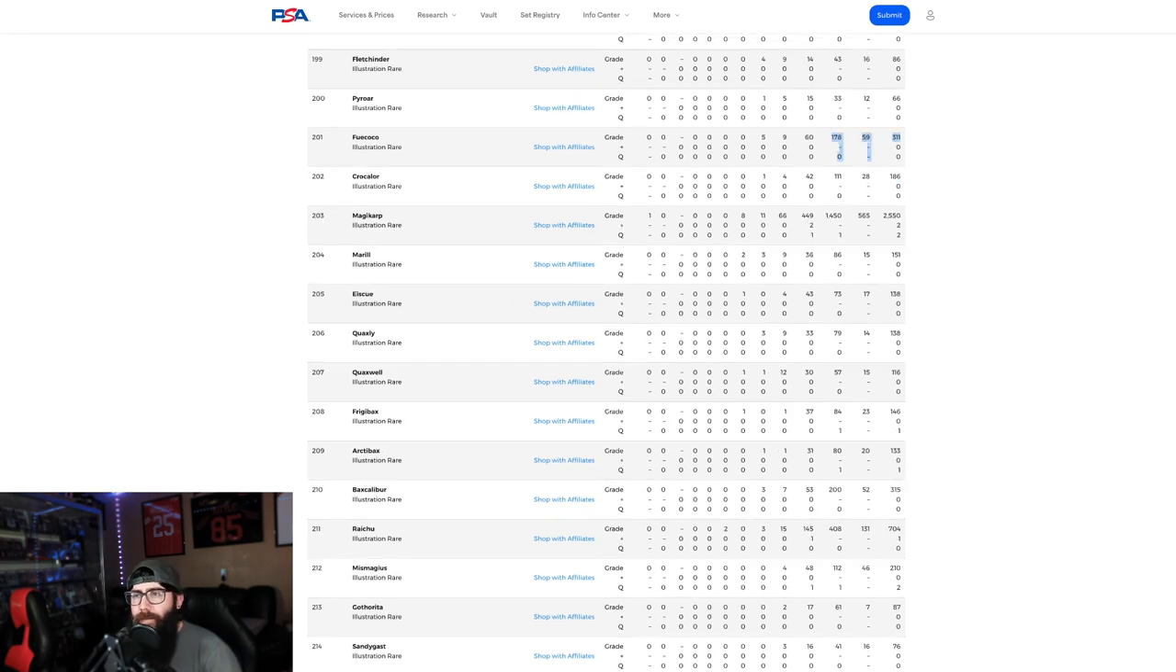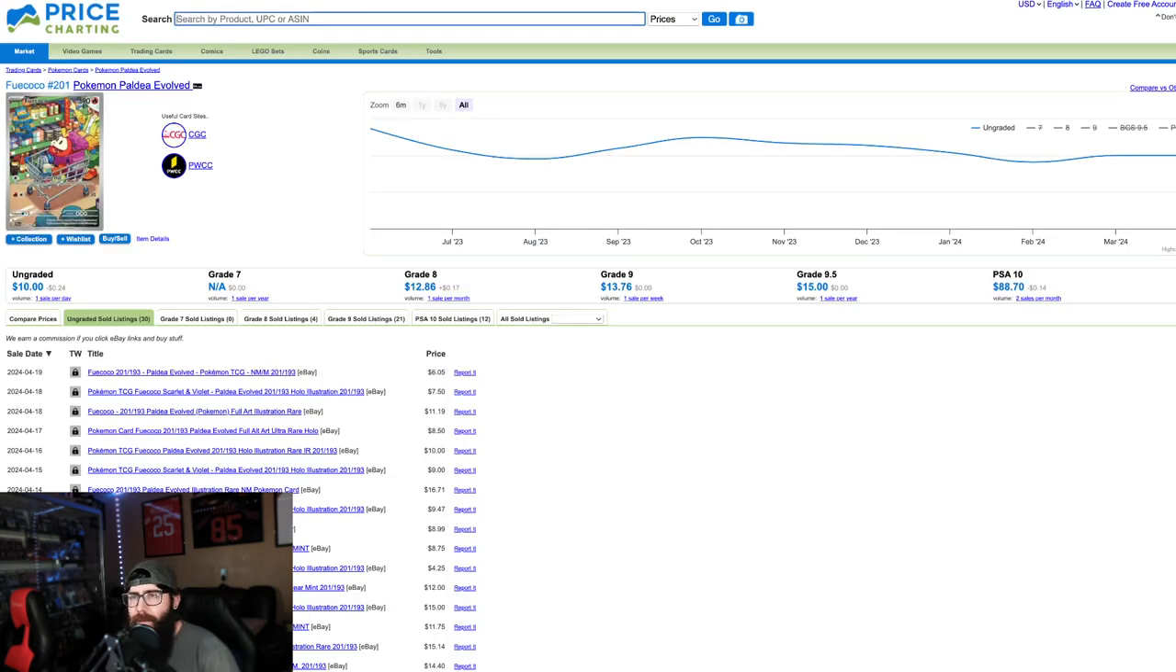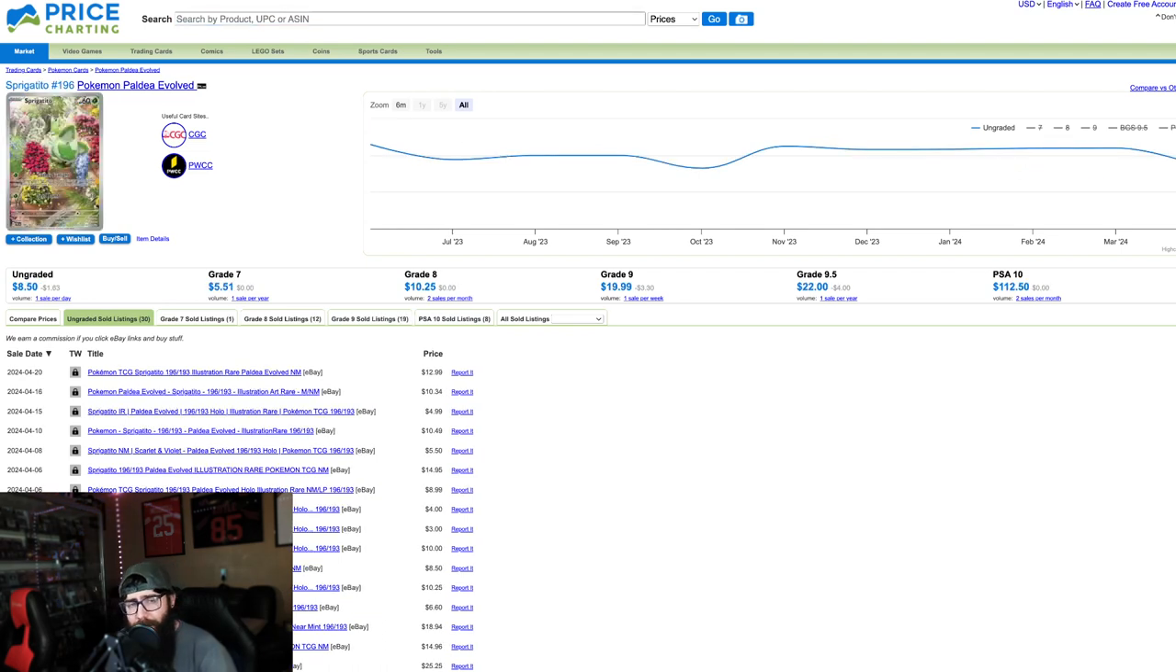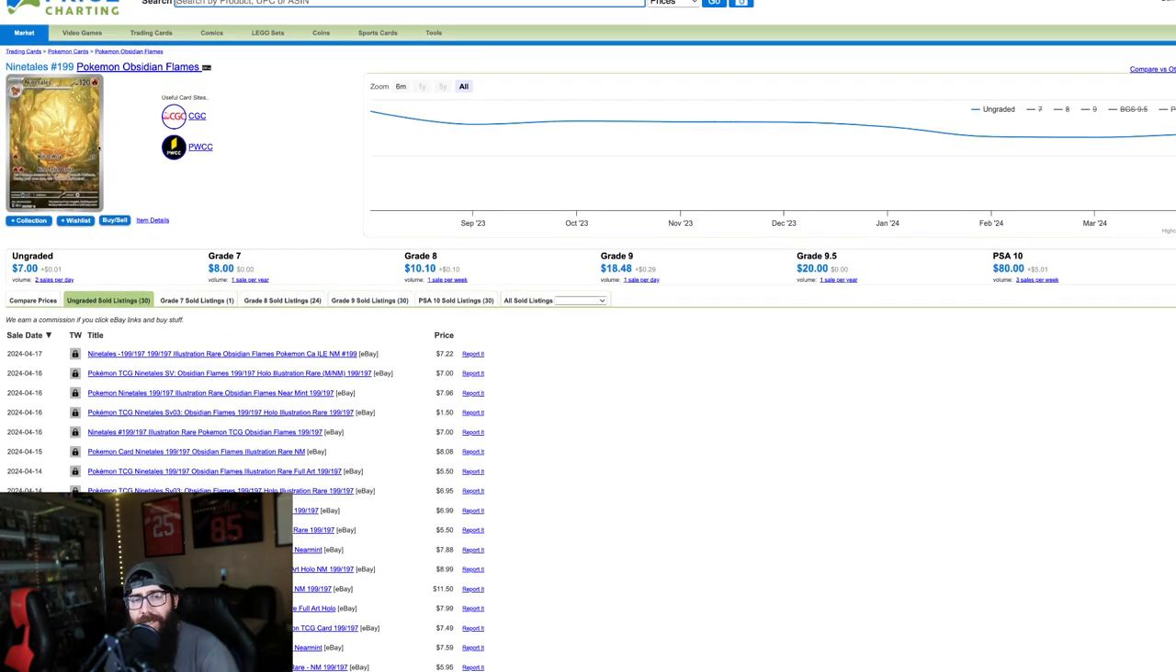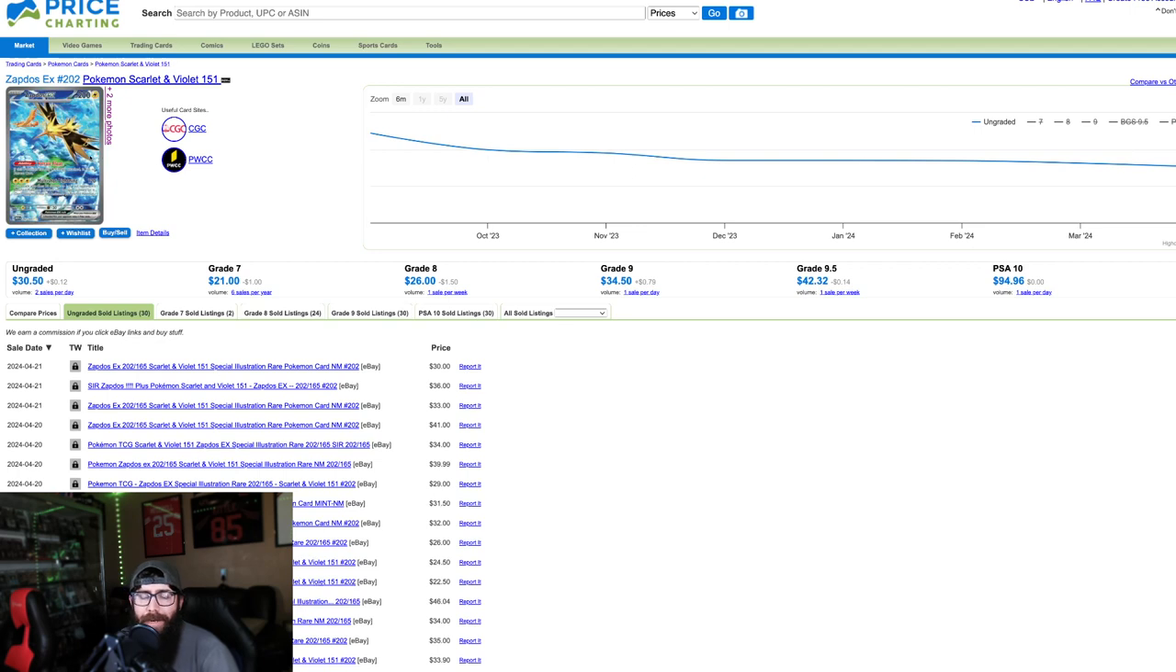I just wanted to share with you guys maybe a little bit different of a list than you will see in some of these underrated cards. So just to summarize, Fuecoco and Sprigatito, I think, are great no-brainer cards. This Ninetales, super affordable, really underrated. And then kind of a more popular one, but I still think is really underrated, is the Zapdos. But that's going to do it. Those are just my opinions. Just wanted to share it with you guys.